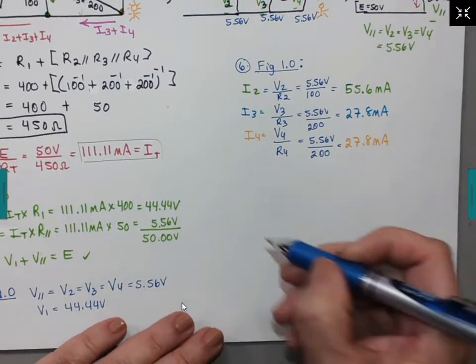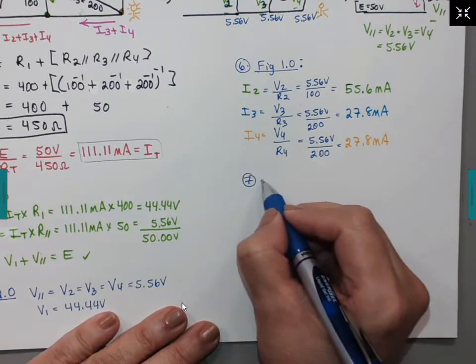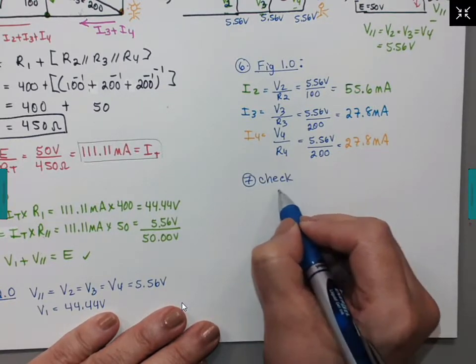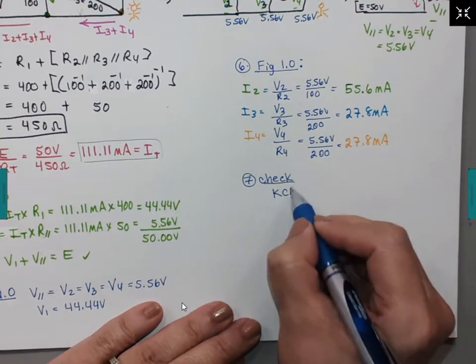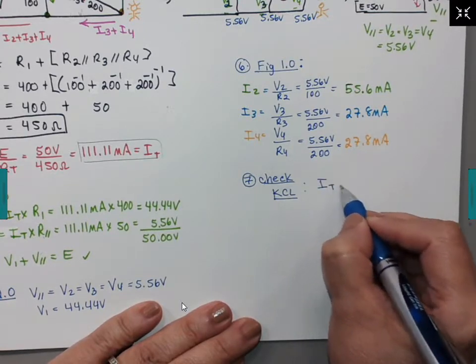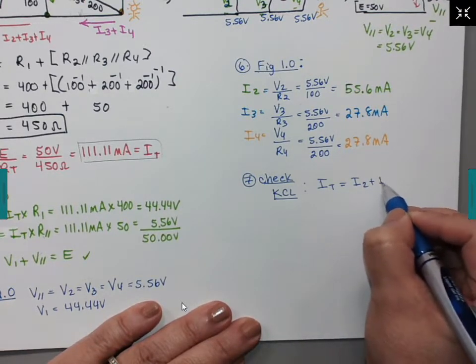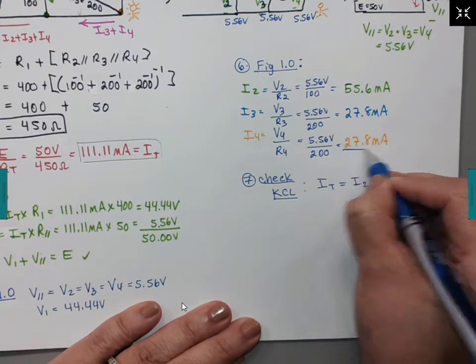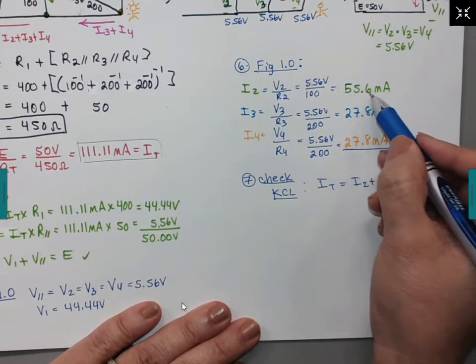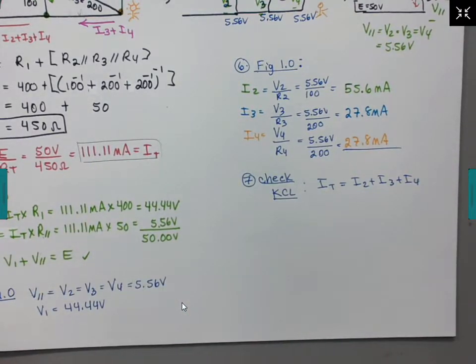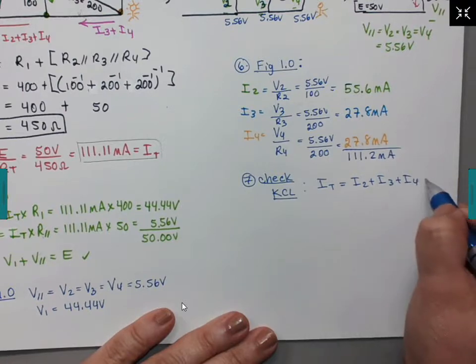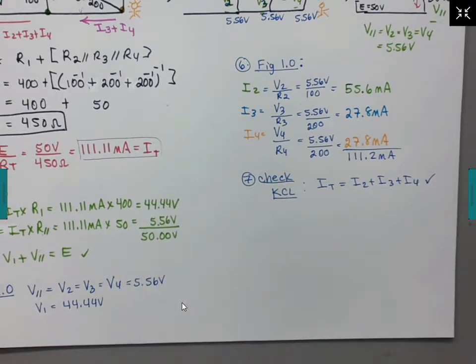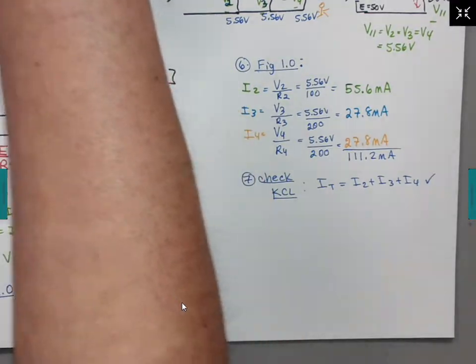So, let's check. Step number 7. Check KCL. Over here we check KVL. Here we're going to check KCL. Does IT equal I2 plus I3 plus I4? If it doesn't, we made a mistake. So 55.6 plus 27.8 plus 27.8, guess what it is? 111.2 milliamps. Isn't that beautiful? It is the same.